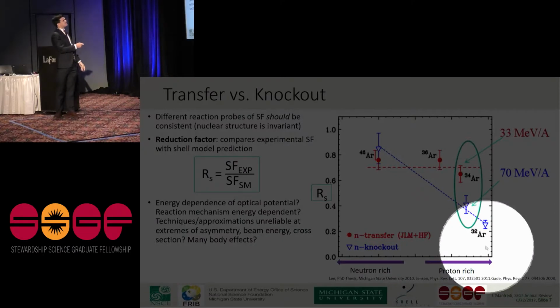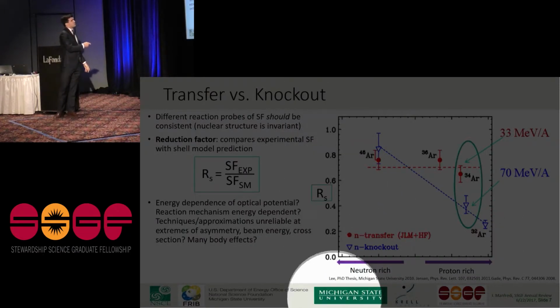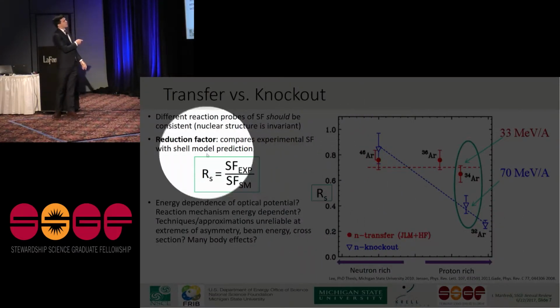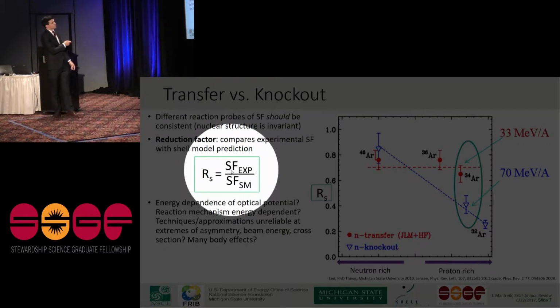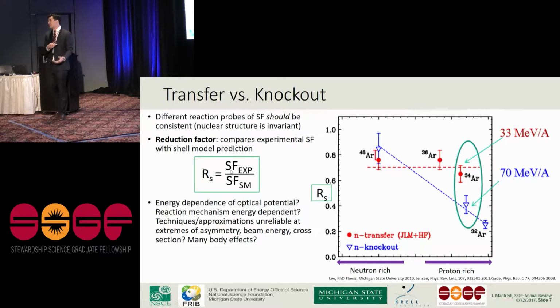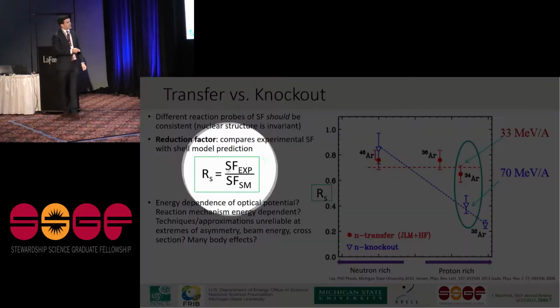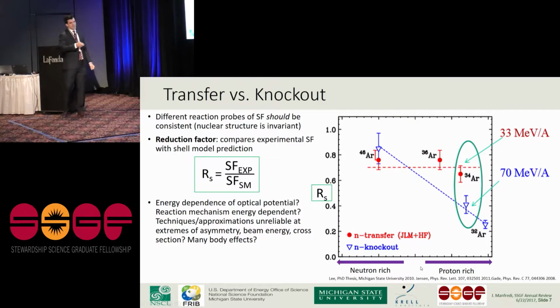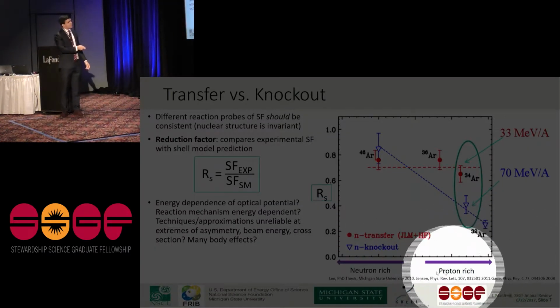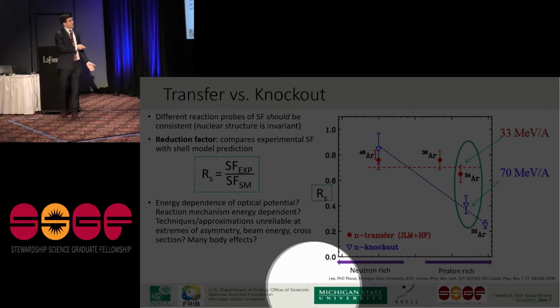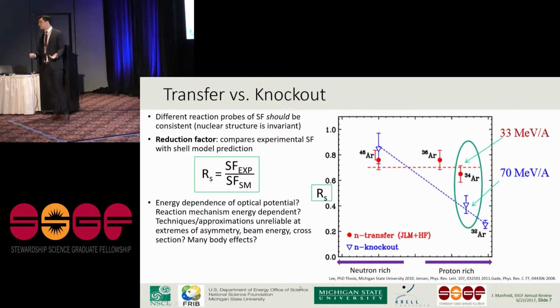On the y-axis here is a quantity called the reduction factor. It's basically just a ratio of the experimental SF to the theoretically calculated SF. So in other words, it tells you how good the shell model is in this case. And on the x-axis is a proxy for nuclear asymmetry. So how neutron-rich or proton-rich a nucleus is.